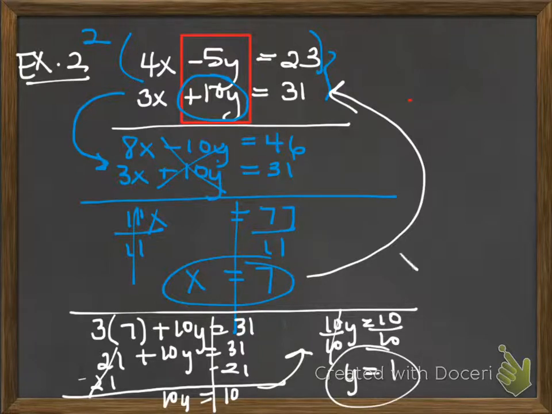My solution is x. Sorry, I don't want to write it that way. I want to write it like an ordered pair. So I have (7, 1). There's my solution. And again, if I wanted to check, I could check that answer.